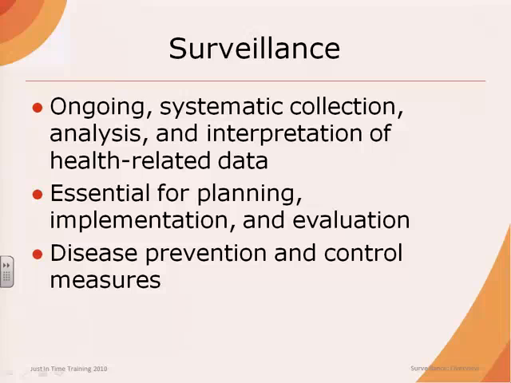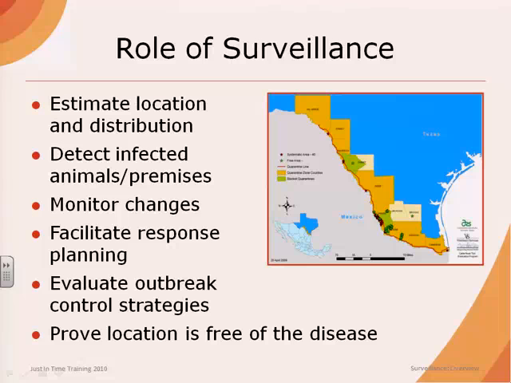Surveillance involves the ongoing systematic collection, analysis, and interpretation of health-related data. Information gathered will be essential for the planning, implementation, and evaluation of actions necessary for disease prevention and control. Surveillance measures needed during an animal disease emergency will be determined by the situation and the goal of the response. However, surveillance efforts will be ongoing throughout any response.